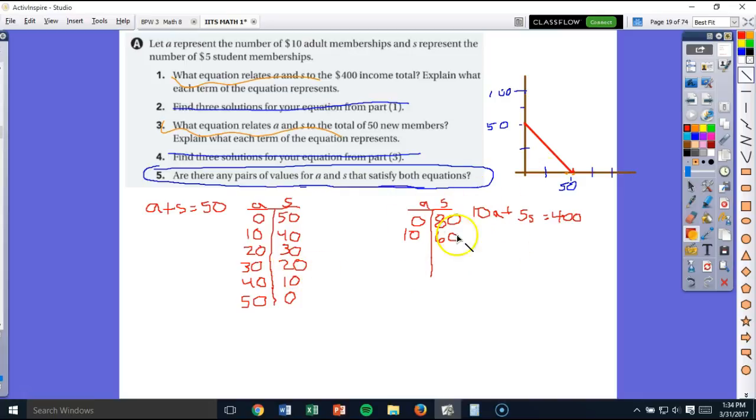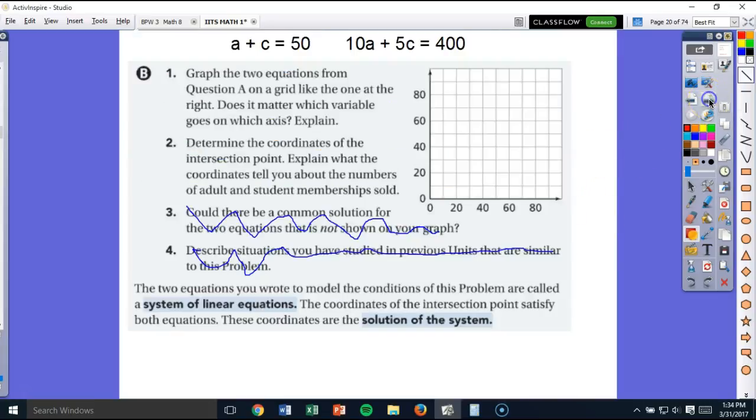And then once you get this filled out, you can go ahead and graph that as well and see graphically where they intersect. So that would be that part. It asks you to do that here: determine the coordinates of that intersection point, as I just talked about.